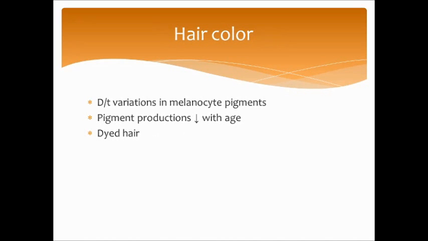Hair color is due to variations in the melanocyte pigments. Pigment production decreases with age, and air bubbles form at the surface, making it more difficult for these pigments to show through. Dyed hair: when you use hair dyes, it disrupts the cuticle of the hair follicle. It stains the cortex and the medulla, and it weakens the hair shaft and makes the hair thinner and more brittle.